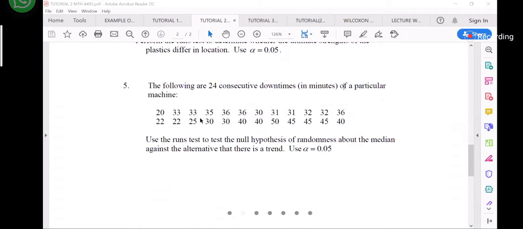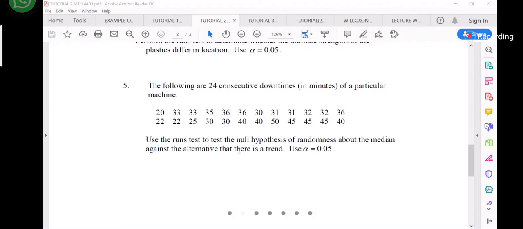Okay, now let's move to number 5. Here I want to test the hypothesis of randomness about the 24 consecutive downtime in minutes for a particular machine. Now, please take note. Usually, in the question or in the test, I don't mention it. If I ask you to test for randomness, I do not mention the median or the mean.